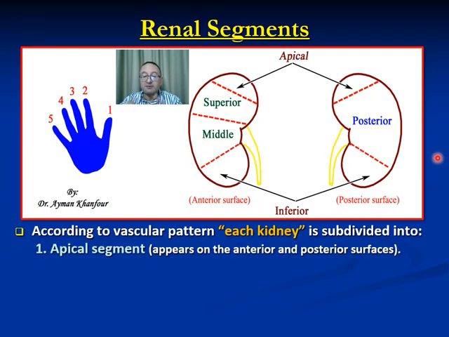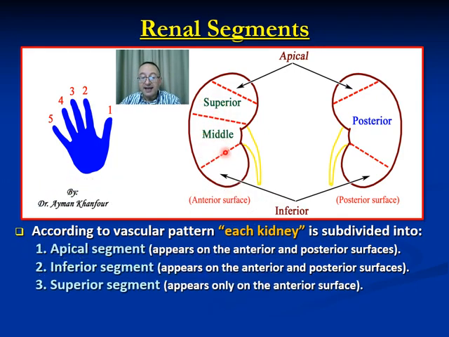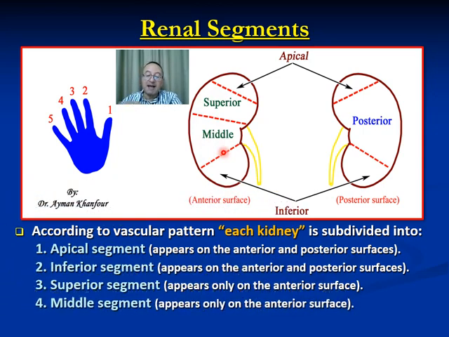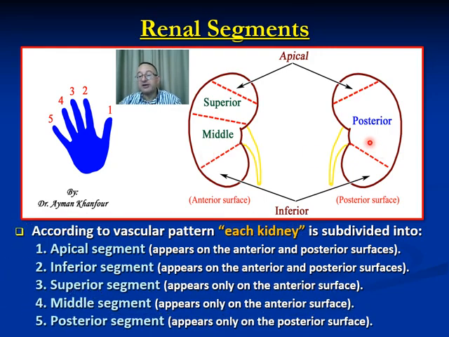Now I'll start with the apical segment. It appears from the front and from the back. The same for the inferior segment. It appears from the front and from the back. But the remaining segments in the front, they are the superior and the middle. They appear from the front only, while the posterior segment appears on the back only.